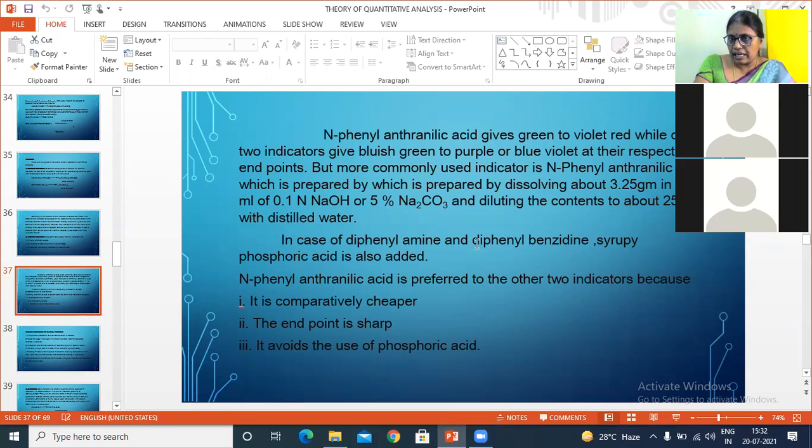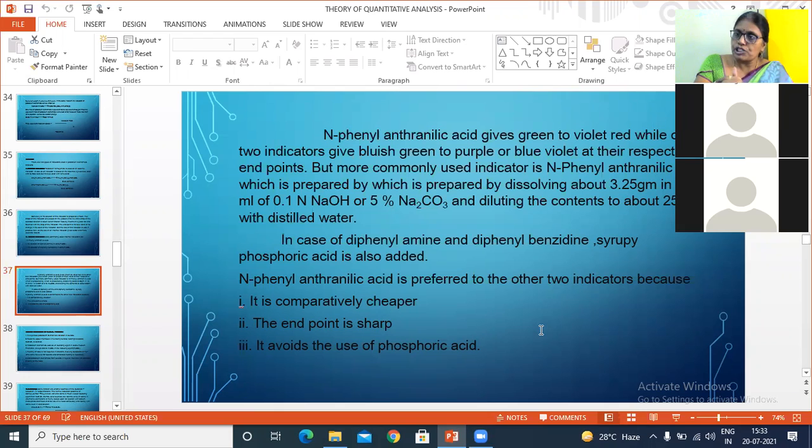In the case of diphenylamine and diphenylbenzidine, syrupy phosphoric acid is also added. So instead of N-phenyl anthranilic acid, if we want to use diphenylamine and diphenylbenzidine as indicators for dichromatic titrations, we have to prepare them in the same way, but along with sulfuric acid. We dissolve diphenylamine and diphenylbenzidine not in sodium hydroxide or sodium carbonate; for N-phenyl anthranilic acid, we dissolve in sodium hydroxide or sodium carbonate.